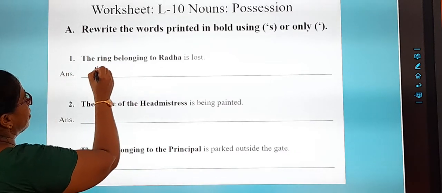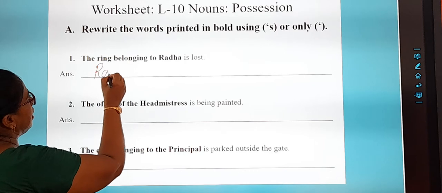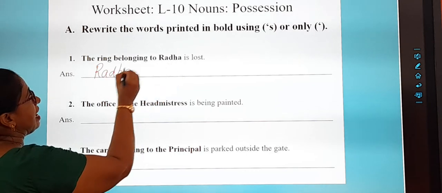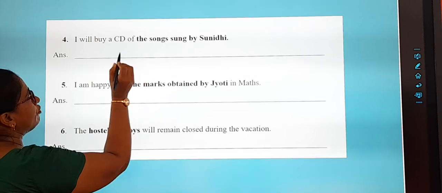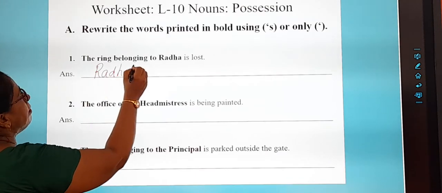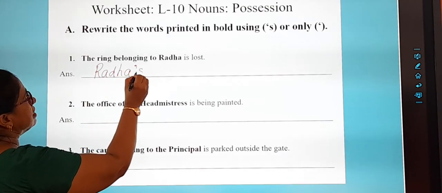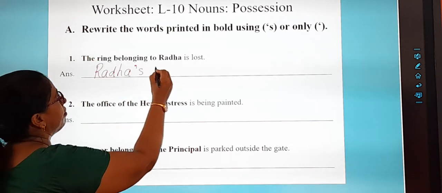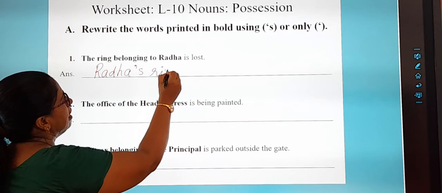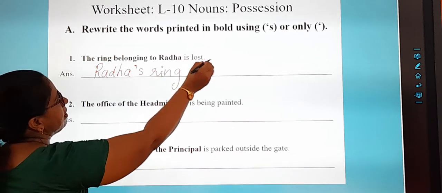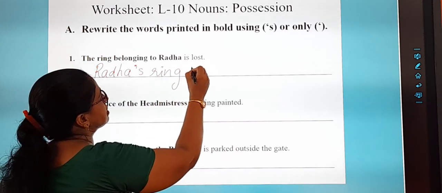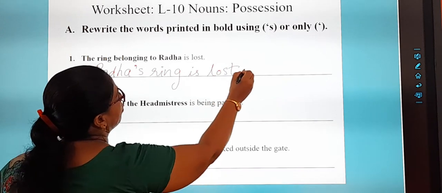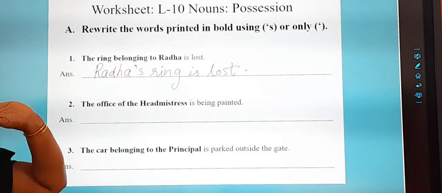The name you will write is Radha, R-A-D-H-A. Then A is the last letter, so I will be putting apostrophe S. Radha's what? What is the thing? Ring. So, I have to put Radha's ring, R-I-N-G. And then complete the sentence: is lost. So, the sentence is complete now, and put a full stop. So, this is how you have to write.